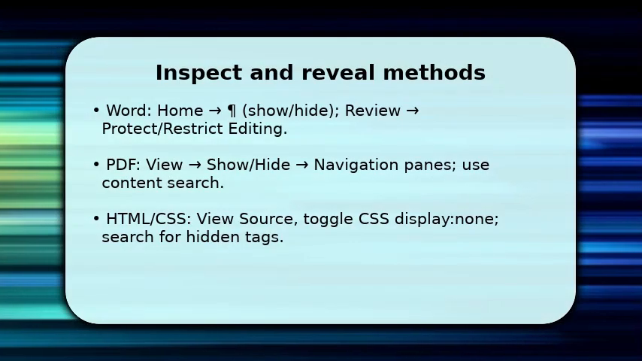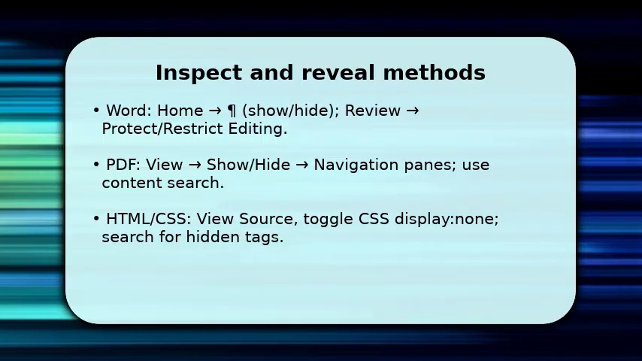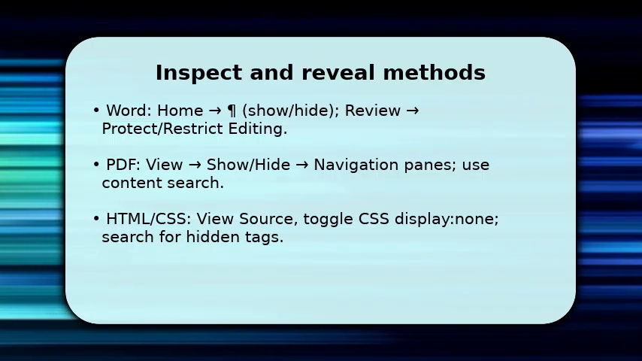Next, you perform targeted inspection actions depending on format. In Word, toggle the paragraph marks and inspect styles and track changes. Look for white text or hidden font settings. In PDF, use the Object Inspector or Accessibility View to list hidden layers and form fields.